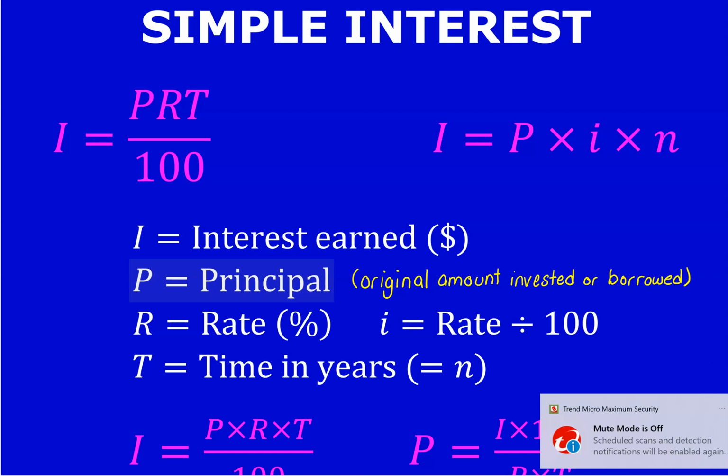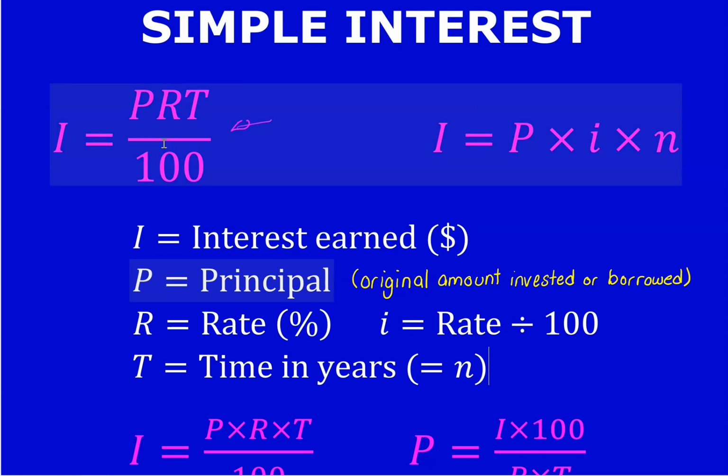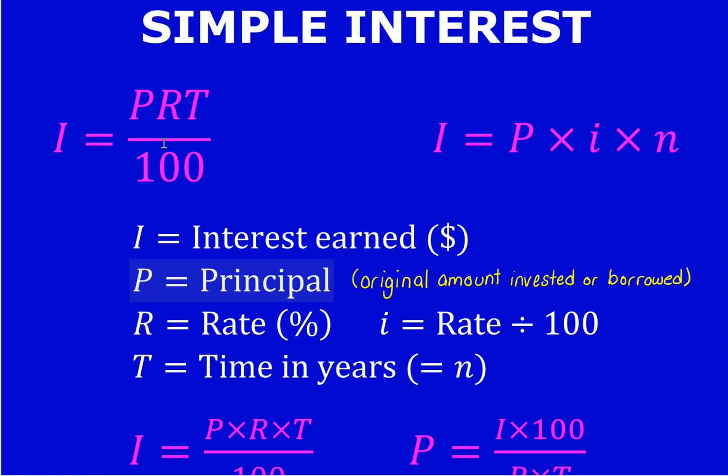Okay, let's have a look at simple interest. A recap. There's two formulas that you can use. This one here divides your rate by 100 within the formula, whereas with this one you have to divide it before you pop it in. Most of the time we use this from year 9, year 10, so we're going to stick with that. What do all of those mean?